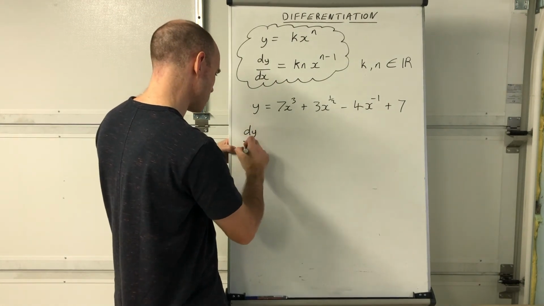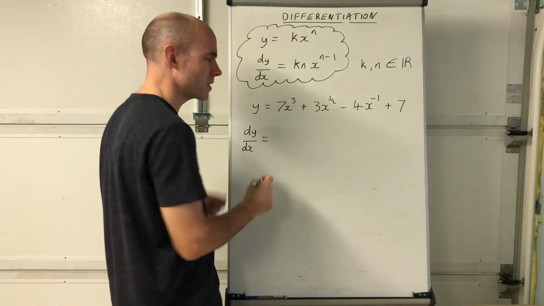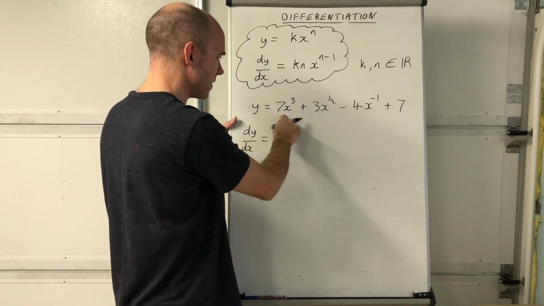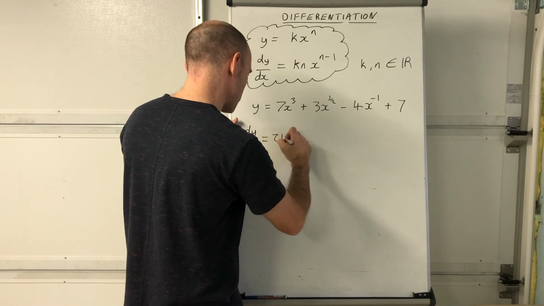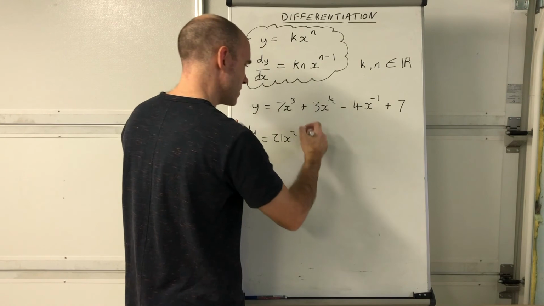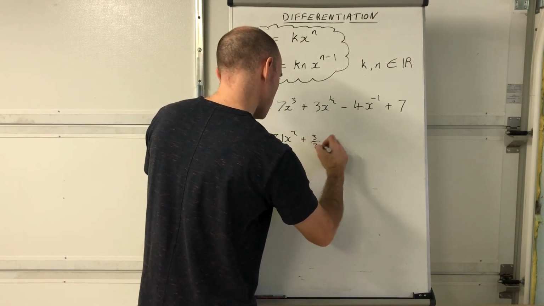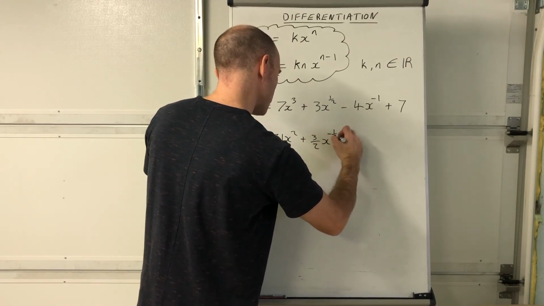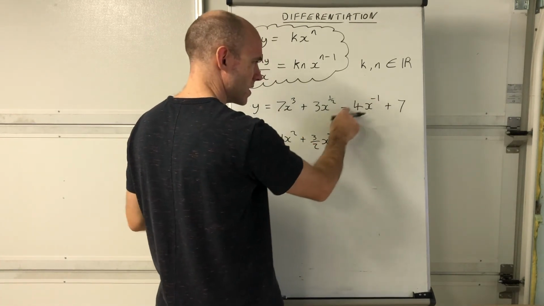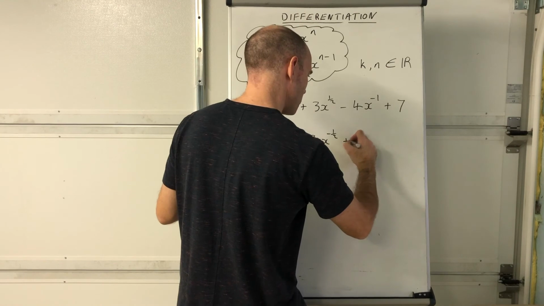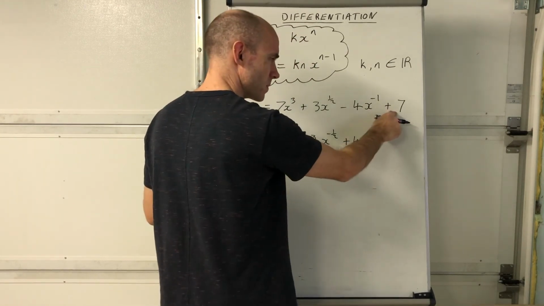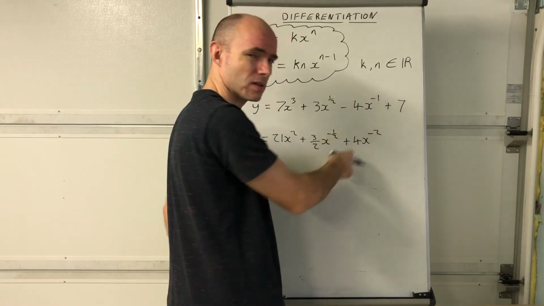And the simple rule is you differentiate each one of these one at a time. So we'll start with that one. What is it? That's going to be 21x squared. Then we do this one. What is it? So 1/2 times 3, that's 3 over 2, and then x to the power of -1/2, decreasing the power by 1. And then this one here, -1 times -4, that's +4, and then x to the power of -2. And then that just becomes 0. We never write +0 because there's no point.